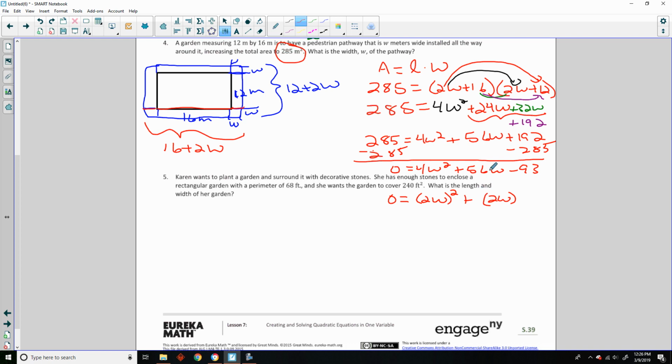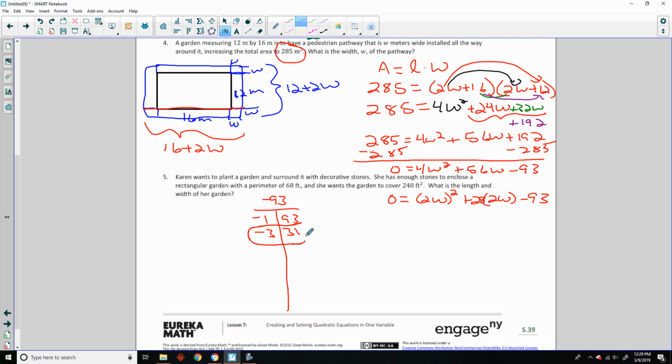Let me think. 28. So 2w squared plus 28 times 2w minus 93. Okay, so now I want to take factors of negative 93 that add up to 28. Negative 93 would be negative 1 times 93, which adds up to 92. Negative 3 times 31 adds up to 28.